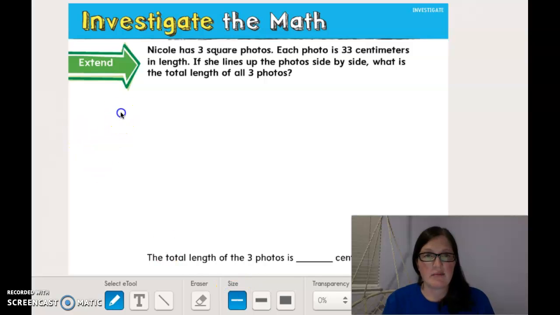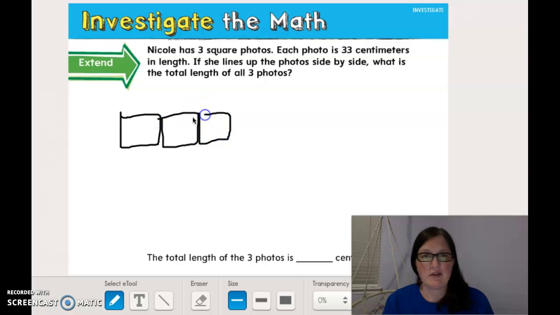So she has her 3 pictures. There's 1, 2, and 3, and we know each one is 33 centimeters. Okay, cm is how we abbreviate that. This one's 33, and this one's 33, and this one is 33 centimeters. So what am I going to have to do to figure out this whole length across here? I'm going to have to add them up, right?